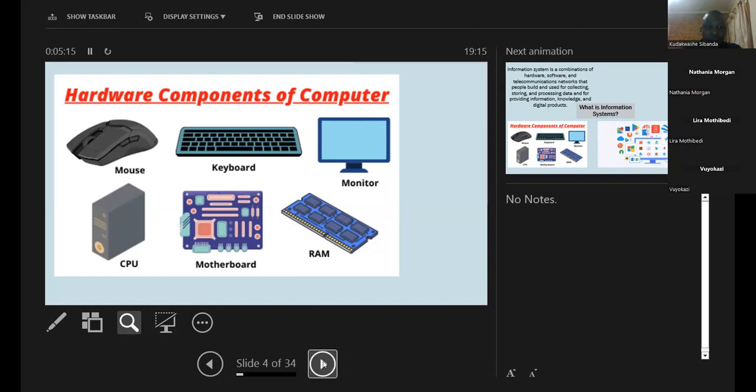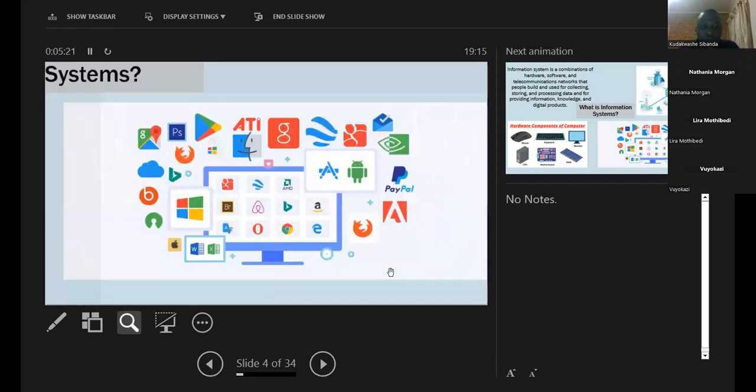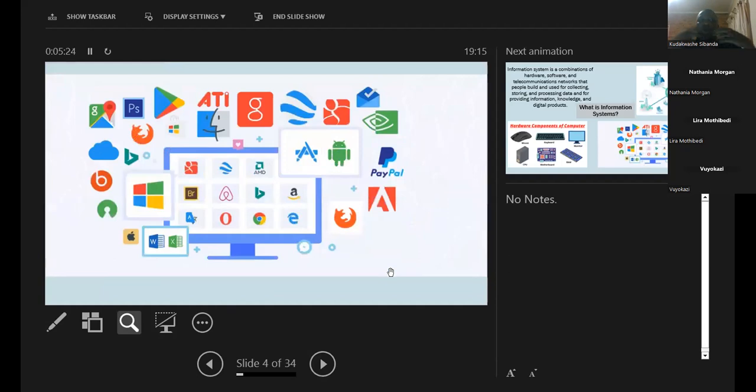All right. So now this is an example of software. When we're talking about software, we talk about Zoom, right? We talk about Microsoft.